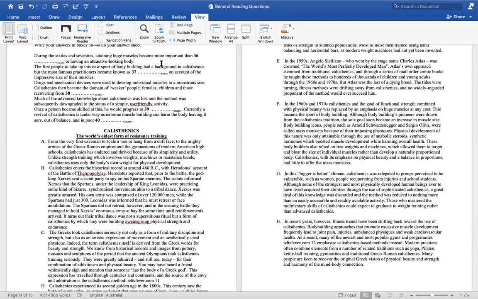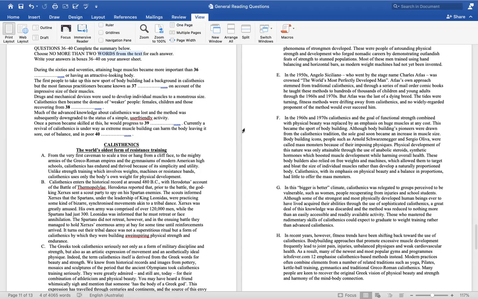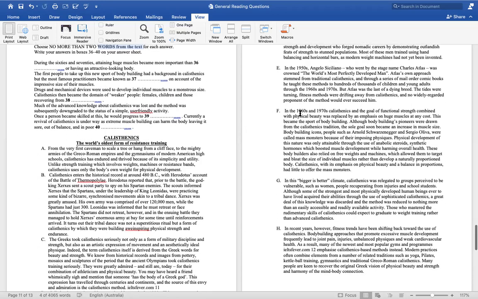Okay, so if you look at 37, during the 60s and 70s, attaining huge muscles became more important than dash or having an attractive looking body. So 60s and 70s is our key option. So now we go scanning for information. So where is 60s and 70s? It's right here in this passage. And then it says that it became more important than what? So attaining huge muscles, bodybuilding, increase in muscle size, yes. So more important than strength or having an attractive looking body.